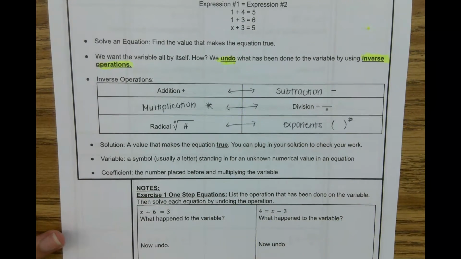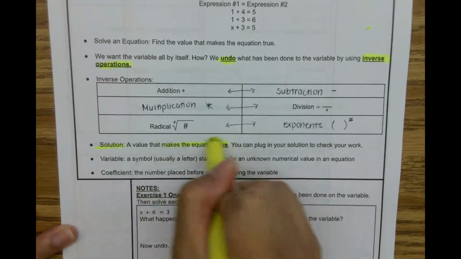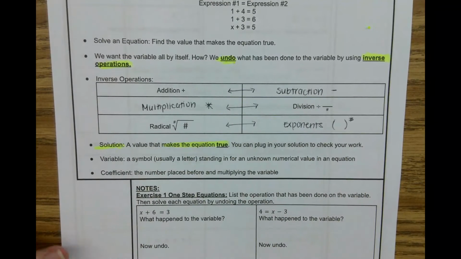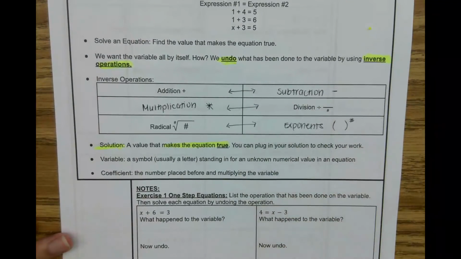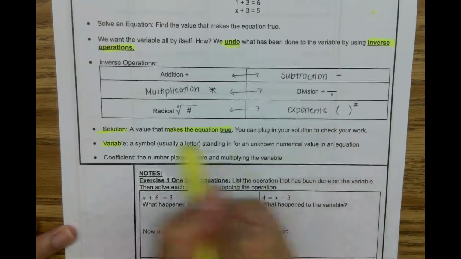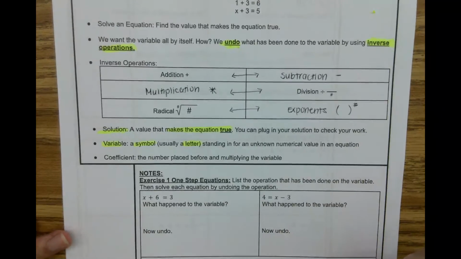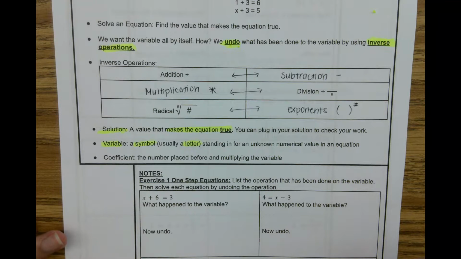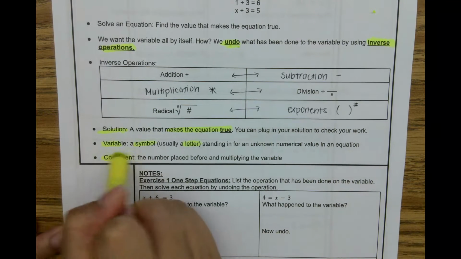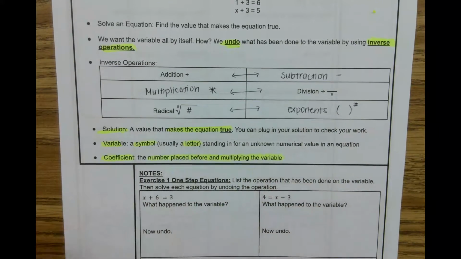Okay. A solution is a value that makes the equation true. And what we can do is plug in our solution to check our work. A variable is a symbol, usually a letter, standing in for an unknown numerical value in an equation. And last is our coefficient, which is the number placed before our variable, and it is multiplying that variable. Okay? So let's start here with our one-step equations.